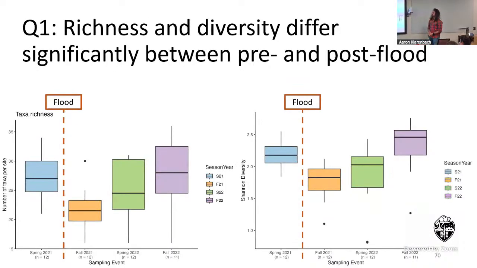Question 1, we did see a difference in richness and diversity between pre and post flood here. So we see that richness and diversity drops down post-flood and then slowly rises back to pre-flood levels. So this is an interesting pattern when you combine it with what we saw with the biomass and density, how they didn't change. So maybe the NMDS ordination will reveal something.